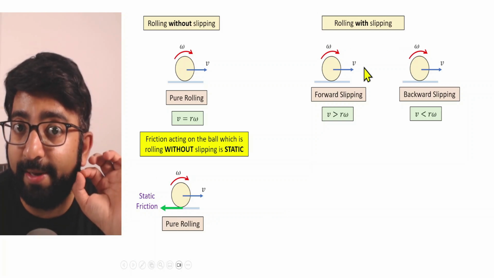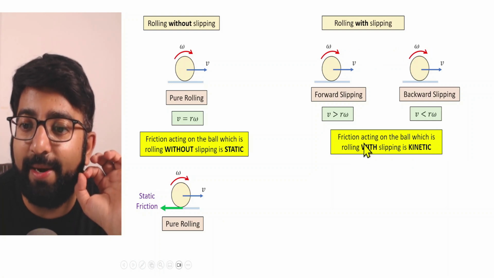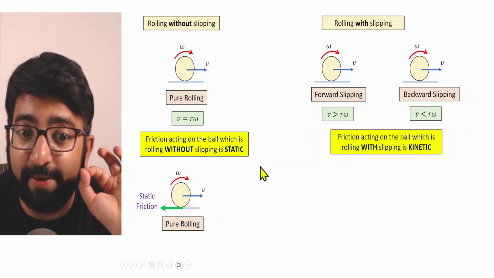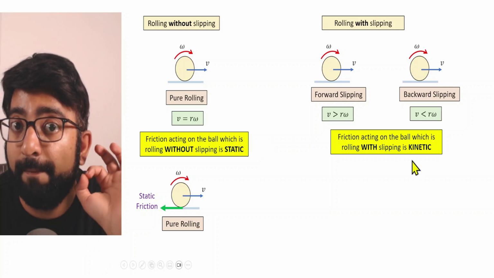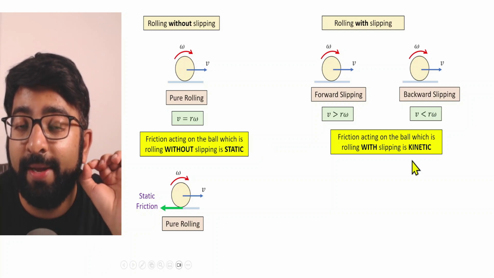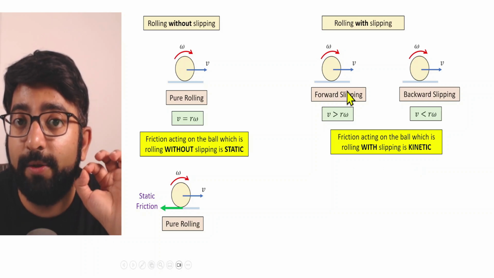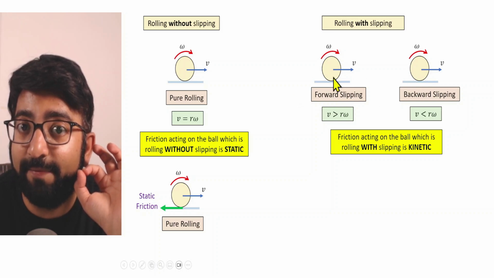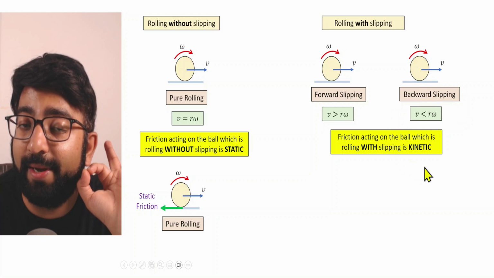Now, coming to the second case when rolling is being done with slipping, here friction acting on the ball which is rolling with slipping is kinetic in nature. Static friction, if you remember, is a variable. It goes from 0 to a maximum value, but kinetic friction is constant. Kinetic friction or dynamic friction is applied on the object when the object is slipping on the surface. Here, either forward slipping is happening or backward slipping is happening, but friction will be kinetic.